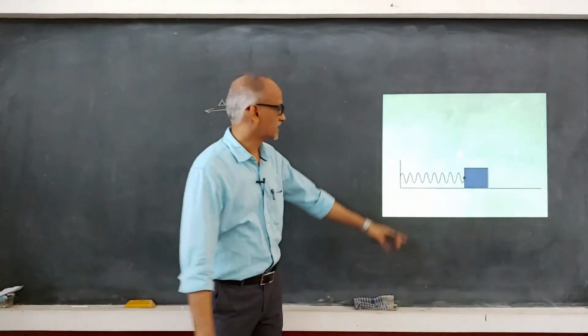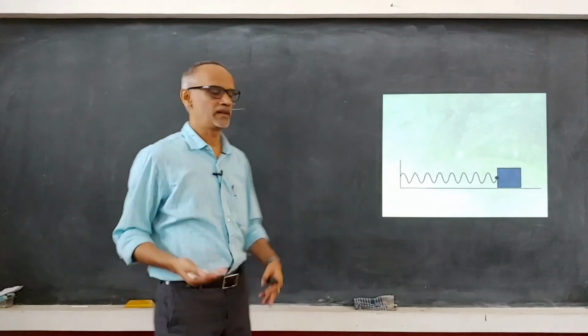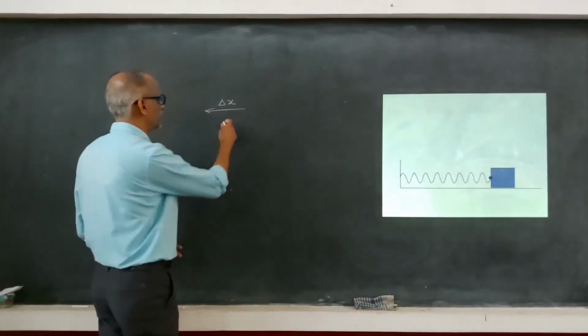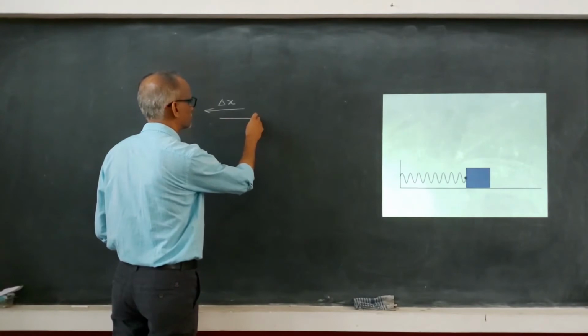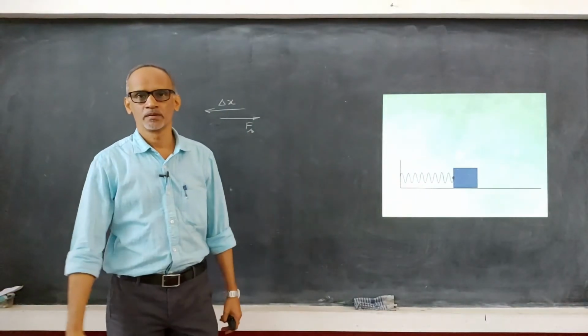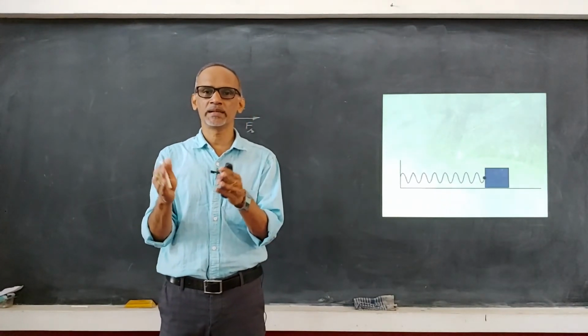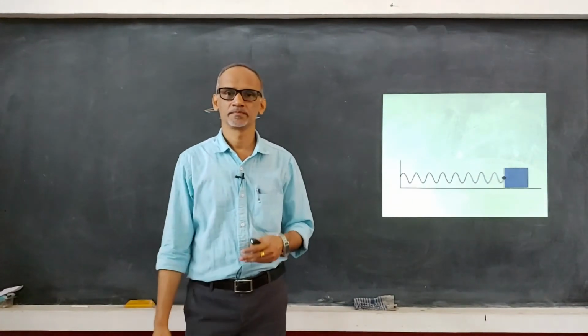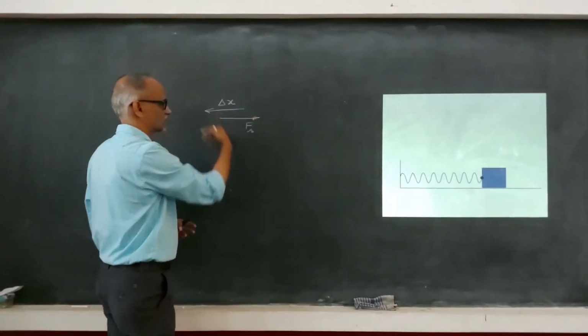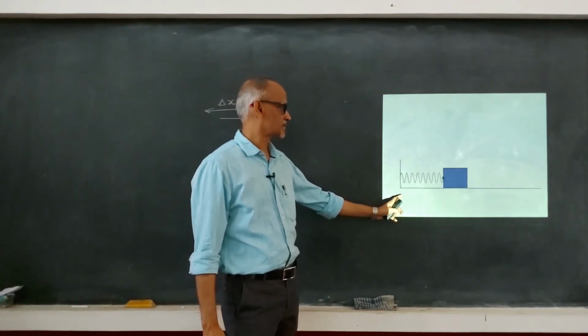And when the spring gets compressed to the left, a force is developed in the spring in the opposite direction, and that is called the spring force. So spring force and the change in the length are always opposite. So this is during the compression.